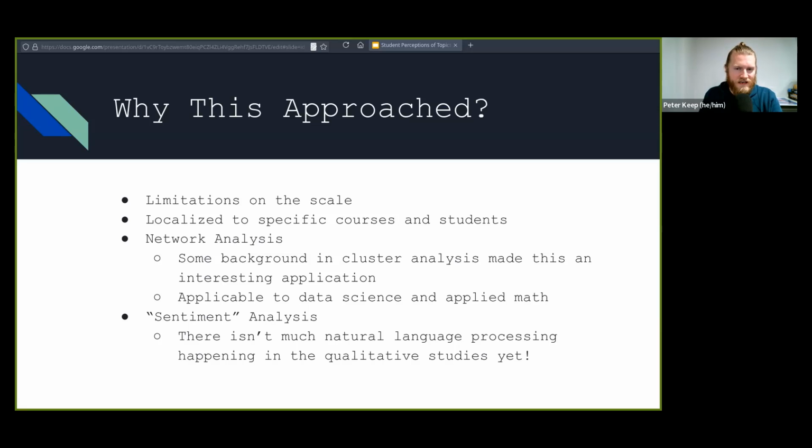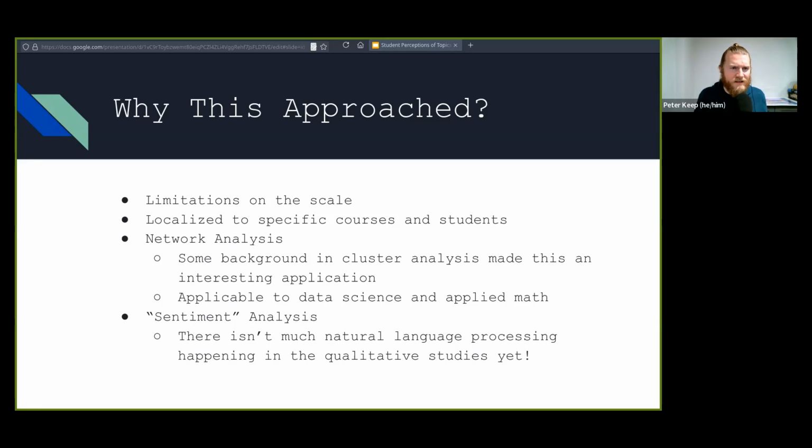And then the network analysis, we thought would be an interesting technique to use. I have some background in cluster analysis and data science and other statistical clustering procedures. So I thought it might make it interesting. And both Lexi and I are interested in data science. And I think I mentioned that Lexi's going to be going into applied math. So this seemed like an appropriate technique.